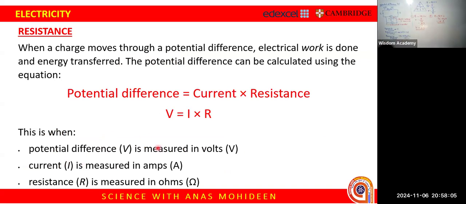So let's take the next point. We learned about electric charge, electric current, potential difference, and then the next word, resistance. So what is this resistance?